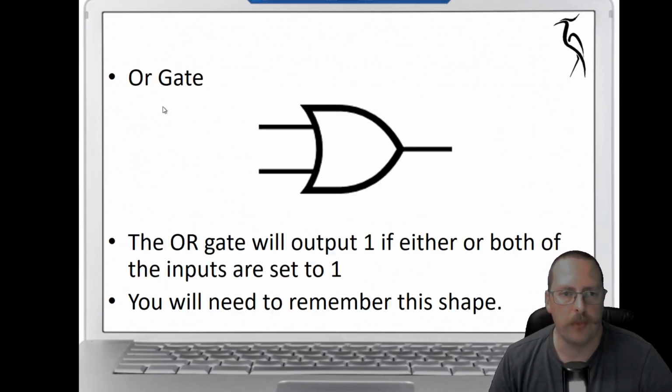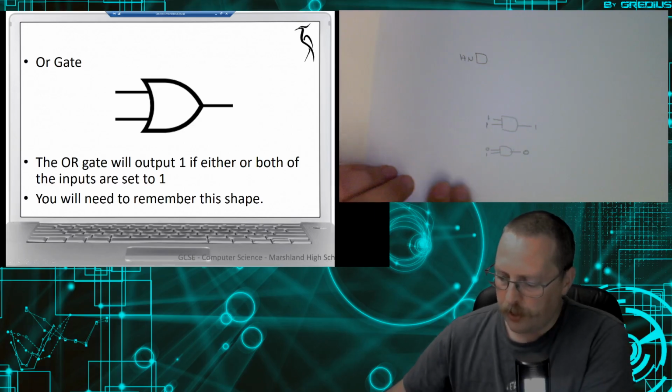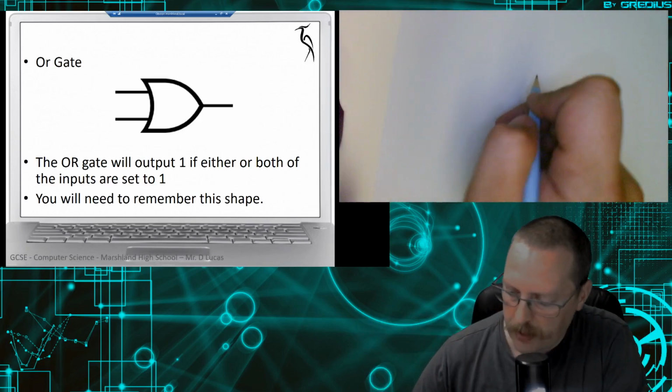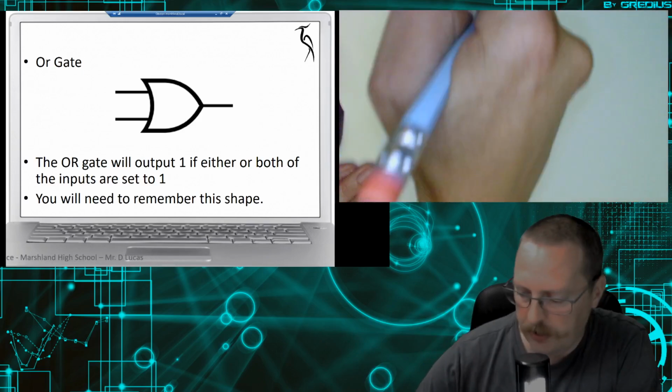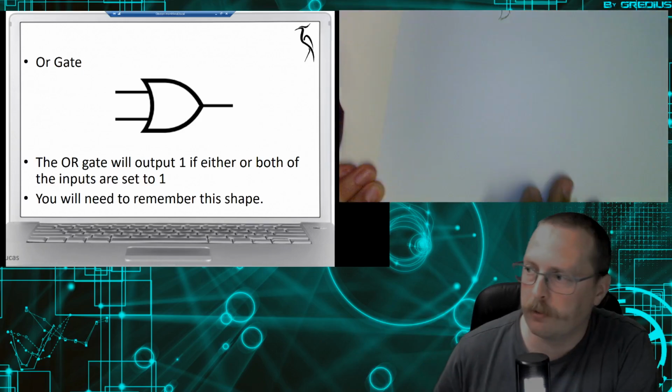Once you've done that, we can then look at an OR gate. Now an OR gate means that if this input is on or this input is on, the output is going to be on. So what I'm going to do now is just show you an OR gate, and the way I remember this is, to me, that looks a little bit like a shark.